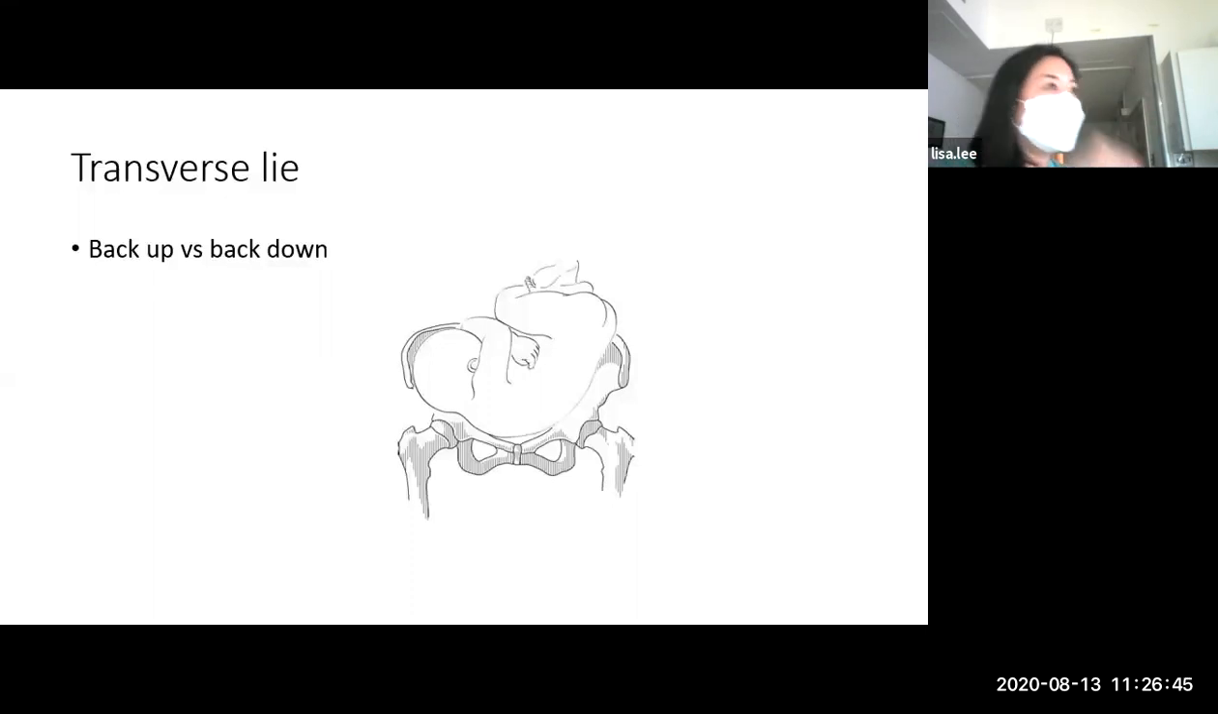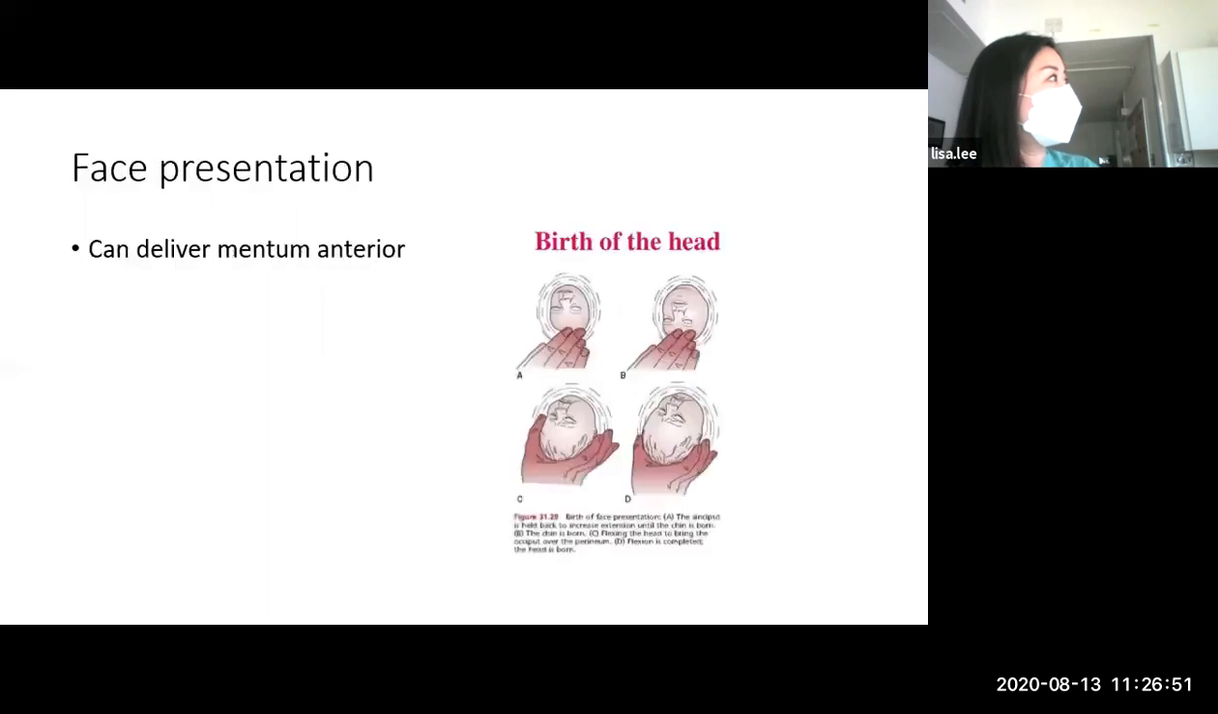And I'm going to get into all the nitty-gritty later. So here's the transverse lie, and then face presentation is another one. Have any of you delivered face presentation? I know Dr. Cologne did one last year. I can't remember with which resident, but basically you could deliver vaginally face presentation, but it depends which way the chin is. So where should the chin be? Anterior, so it fits under that arch, right?